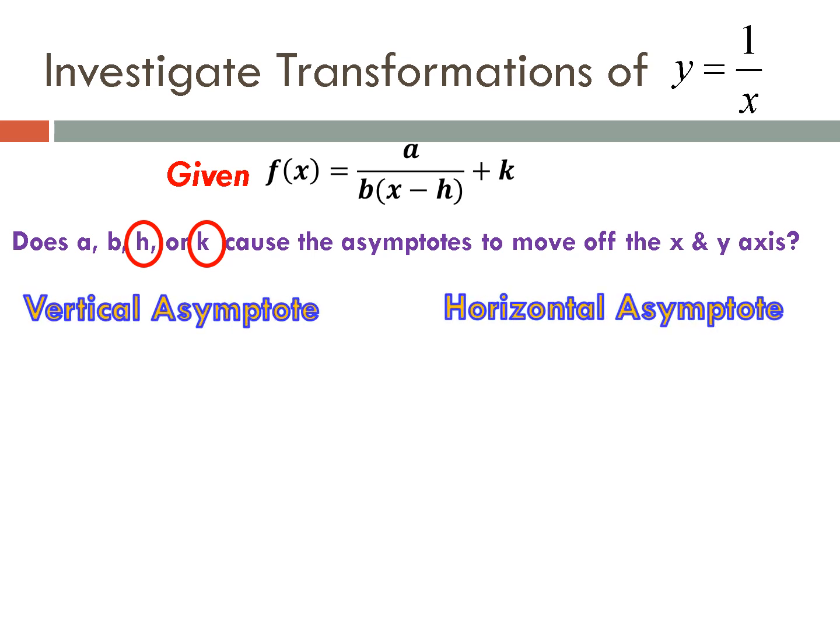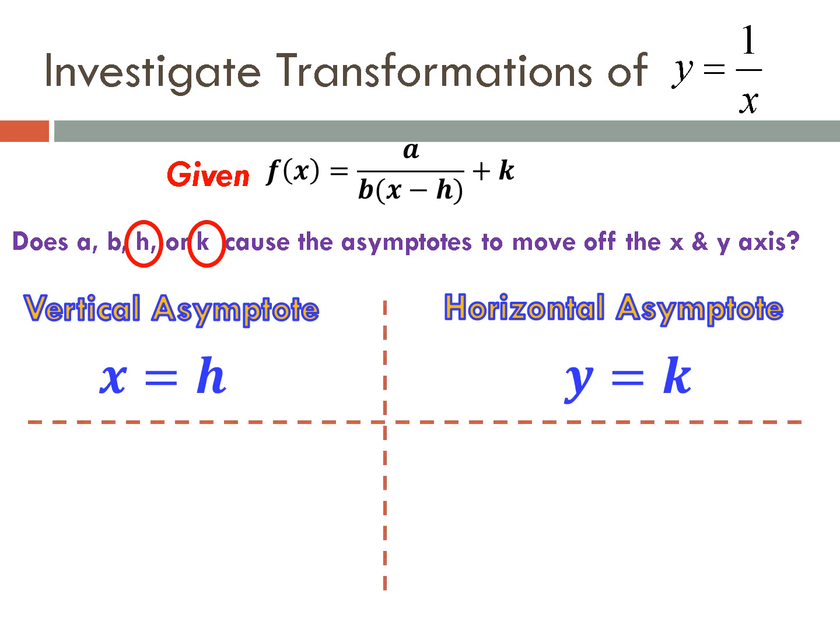Okay? So how do we determine what the vertical asymptote is and what the horizontal asymptote is? Well, the vertical asymptote is simple to remember. It is simply x equals h. Our horizontal asymptote is y equals k. So the vertical asymptote is x equals h. The horizontal asymptote is y equals k.